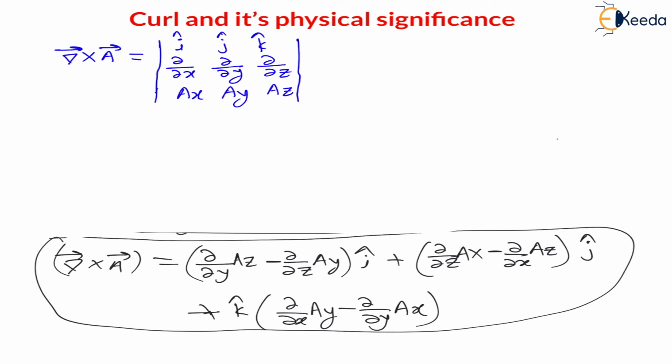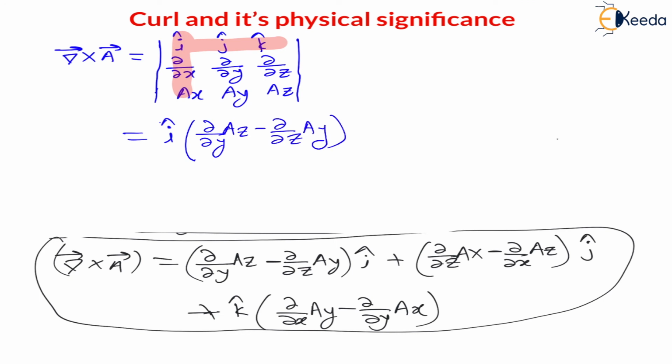And while writing, if I consider i cap, then this i cap belongs in the first column and first row. Then I have to delete the first column and first row, and take the determinant of the other remaining elements. Therefore the determinant will be this product minus this product. You have to focus on the arrow. It is dou y of az minus dou z of ay.